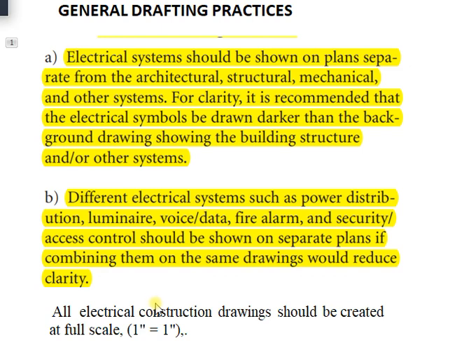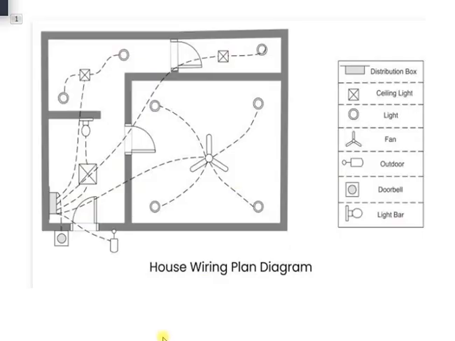And all electrical construction drawings should be created at full scale, that is 1:1. This is the basic house wiring plan diagram. This is the switchboard, this is a ceiling light, this is a wall mounted light, and these are the outdoor lights, and this is the doorbell, which is connected to this switchboard. These are the symbols used in this house wiring plan diagram.